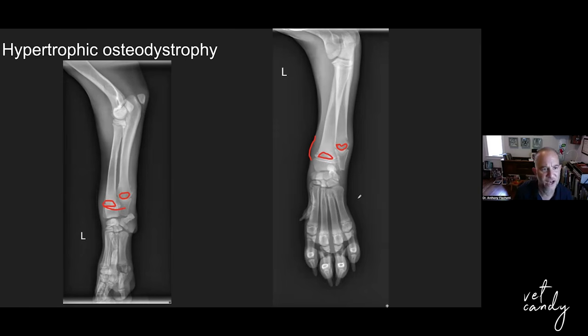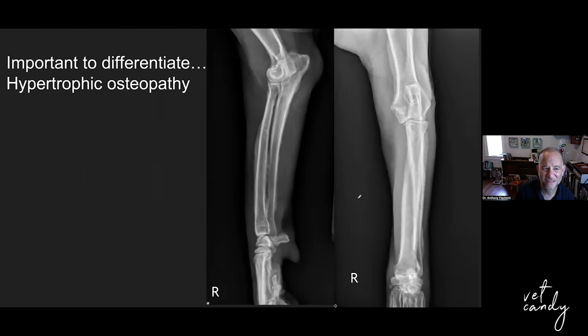Okay, hypertrophic osteodystrophy. I want you guys to differentiate that from hypertrophic osteopathy. Okay, this is an adult dog disease, an adult multiple species disease. A lot of different species get this. And you start to see this irregular periosteal reaction. It often starts in the metacarpal bones and then rides up.